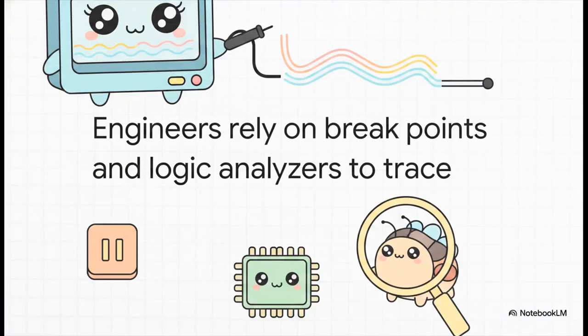Down at the super granular code level, engineers deploy some really essential tactical tools. They'll set breakpoints to pause code execution, they'll use virtual emulators to run software even if they don't have the physical hardware yet, and they utilize debuggers on the fly. And crucially, they use logic analyzers to trace physical, electrical signals. This ensures perfect data transmission between all the different components.